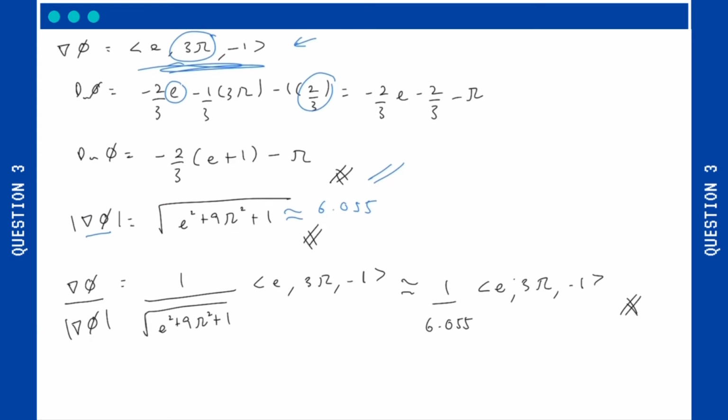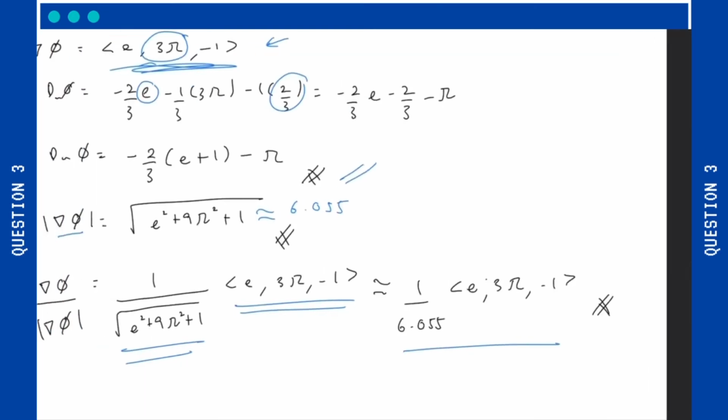Now, to find the direction as a unit vector, you take the del phi and divide by its magnitude, which we already calculated. So you just substitute. This is the vector of del phi. This is the magnitude. So we will get this as our final answer.